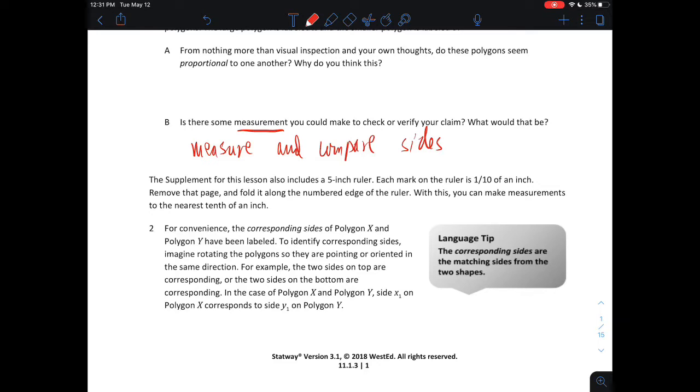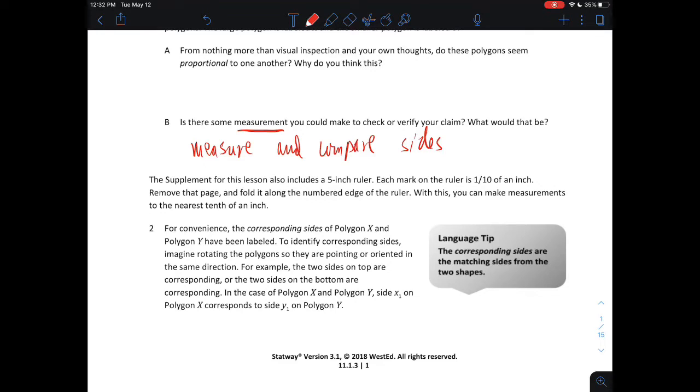Number 2, for convenience, the corresponding sides of polygon X and polygon Y have been labeled. To identify corresponding sides, imagine rotating the polygons so they are pointed or oriented in the same direction. For example, the 2 sides on top are corresponding, or the 2 sides on the bottom are corresponding. In the case of polygon X and polygon Y, side X1 on polygon X corresponds to side Y1 on polygon Y. Over on the right, it says the corresponding sides are the matching sides from the 2 shapes.